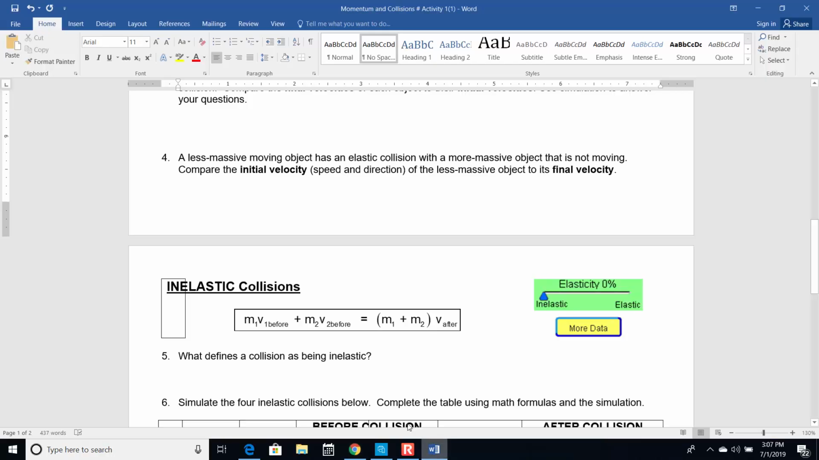So what are you going to write here? When a less massive object hits a more massive object, the more massive object does not move at all, and the less massive object moves in the opposite direction with the same velocity. So its initial speed is exactly the same as the final speed, but the direction is opposite. That's what you have to write.